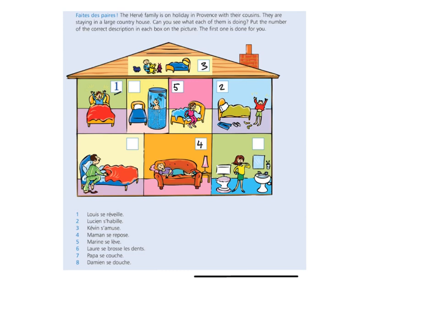Six, Laure se brosse les dents. Laure se brosse les dents. Alors, elle se brosse les dents là, ça c'est Laure. Sept, papa se couche. Papa se couche. Alors, papa, il est là, donc il se couche. He's going to bed. Et huit, Damien se douche. Damien se douche. Alors, Damien, il est là, il se douche. He's having a shower.